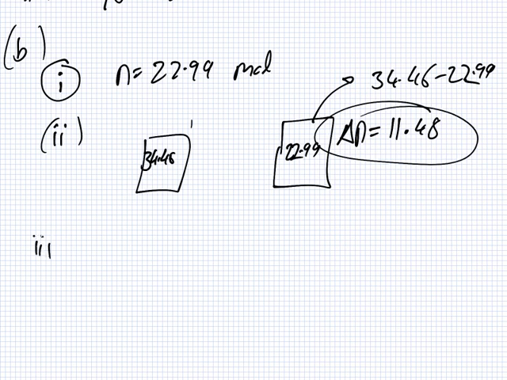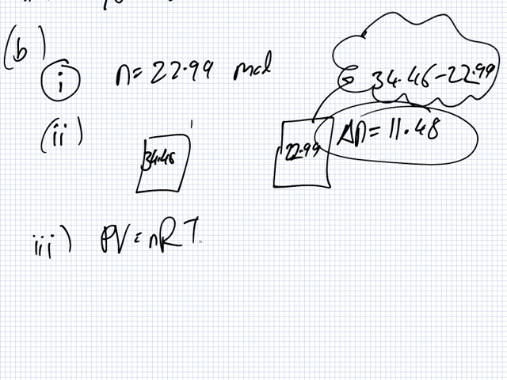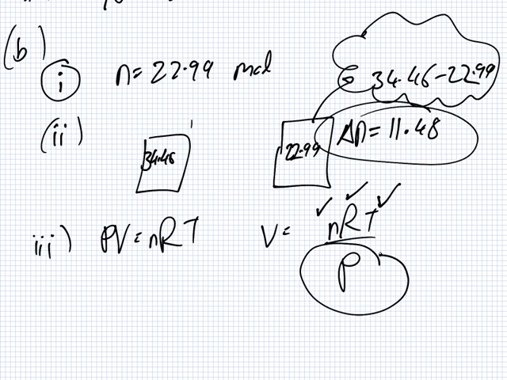And part 3 is what's the volume. So you have PV equals nRT, the volume of the escaped gas. So V equals nRT over P. The N we know, the R we know. What's the T? The room temperature, isn't it? Yeah, 300. And the P is 1 atmosphere when it escapes into the room.